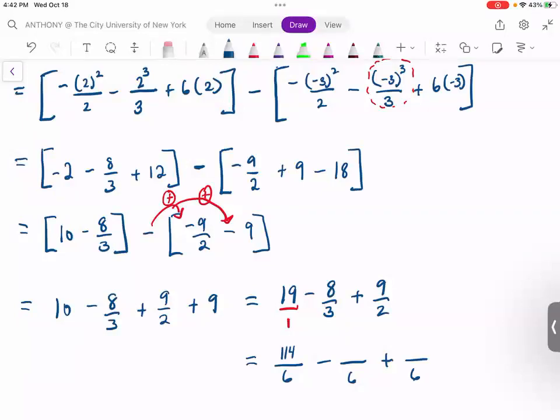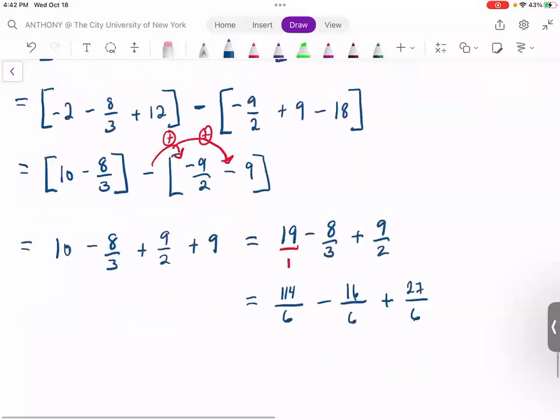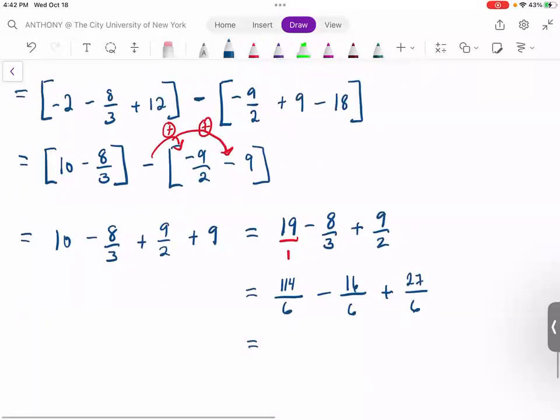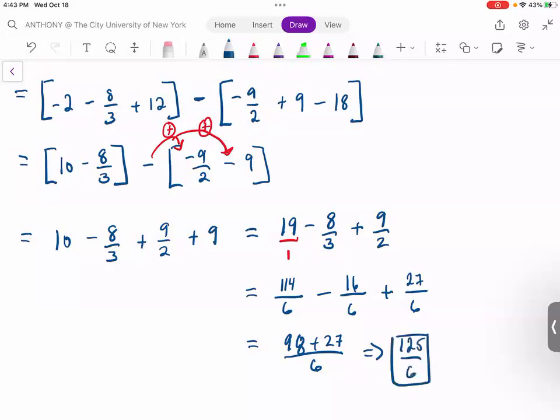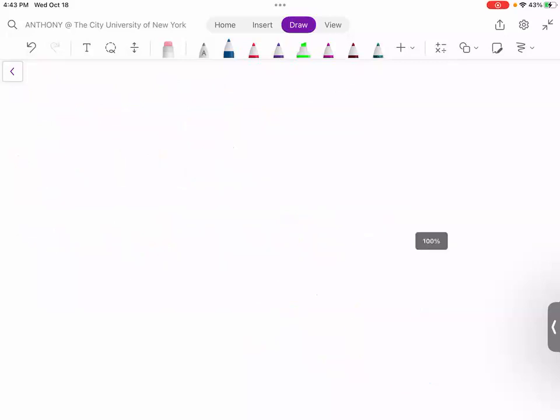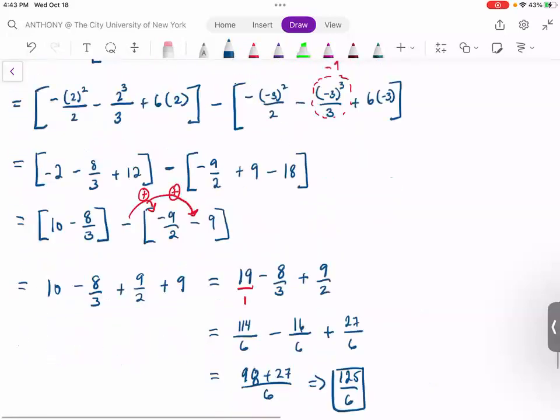Now, 8 over 3 will become 16 over 6, and 9 halves will become 27 over 6. So 114 minus 16 is 98. So you get 98 plus 27 over 6. But 98 plus 27 is 125. Take my word for it. So you get 125 over 6. And that will be your final answer. What a problem.